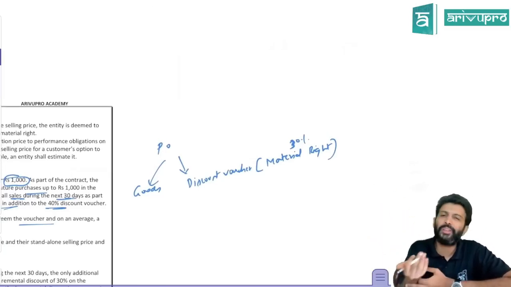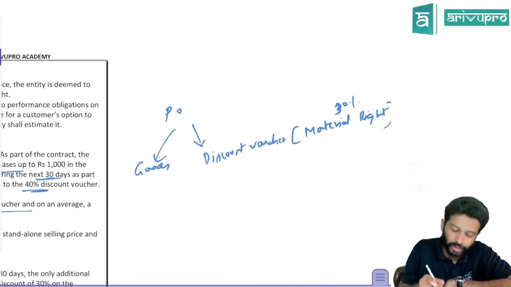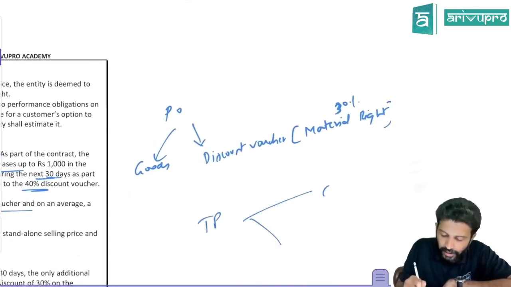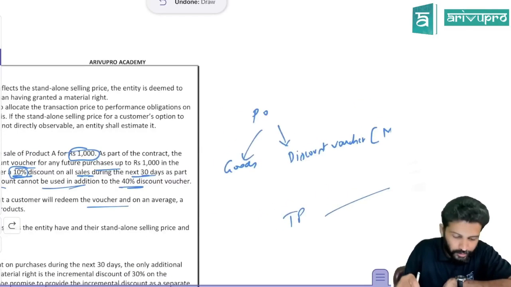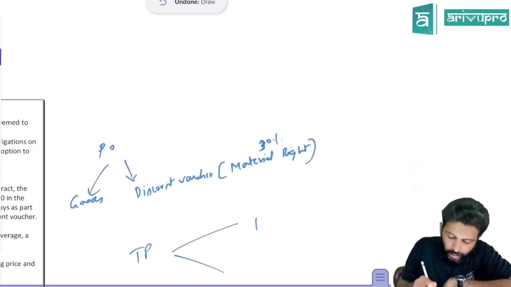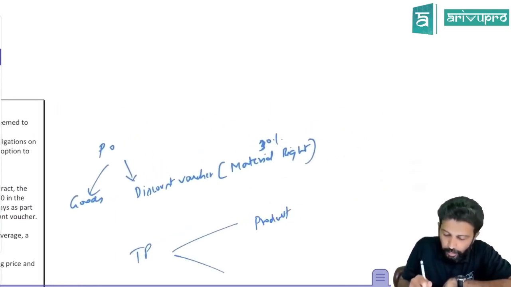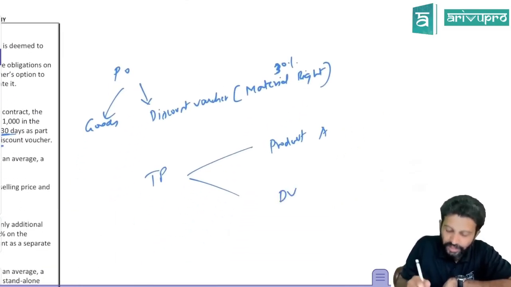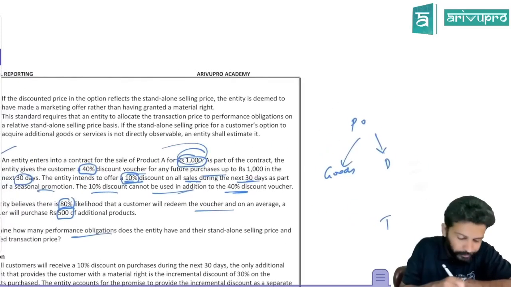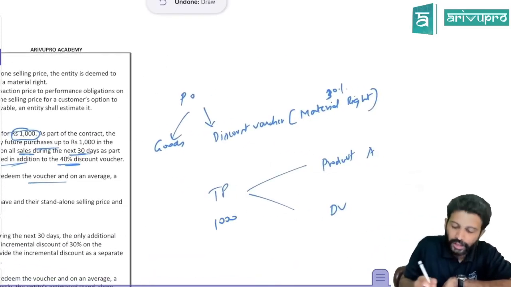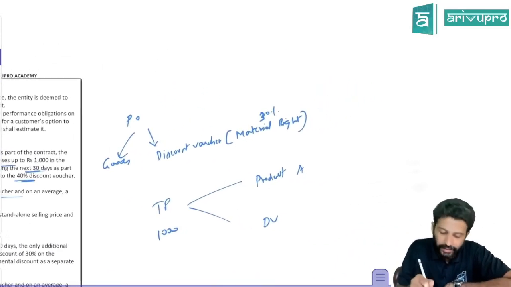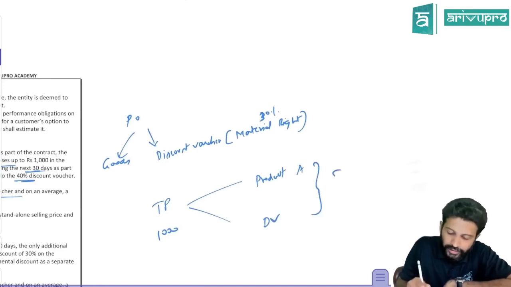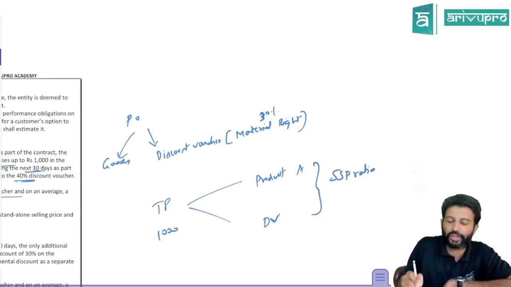And I don't have to tell you, if it is a separate performance obligation, what you have to do. The transaction price has to be allocated among the products. What is the first product name? Product A. So the transaction price has to be allocated to product A as well as this discount voucher. How much is the transaction price? 1000. So this 1000 has to be allocated to product A and the discount voucher. In what ratio? In their standalone selling price ratio.